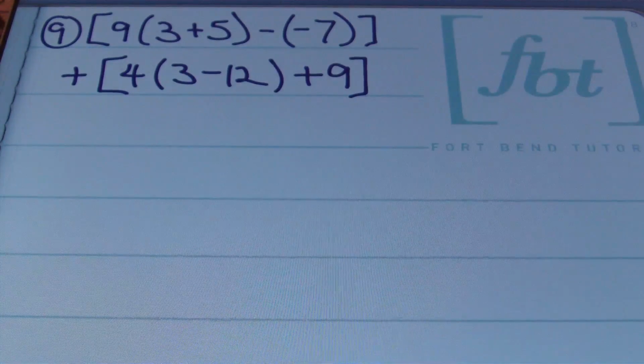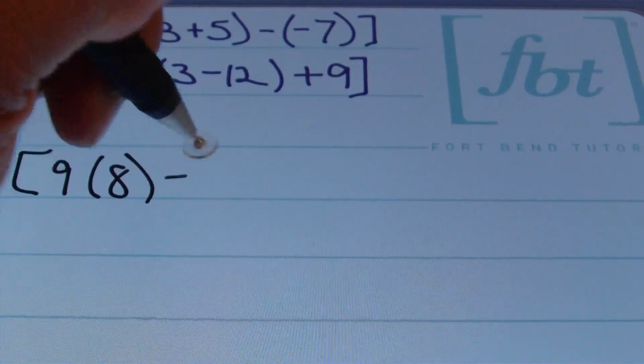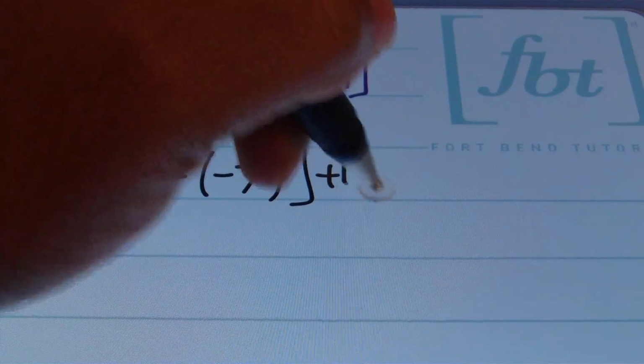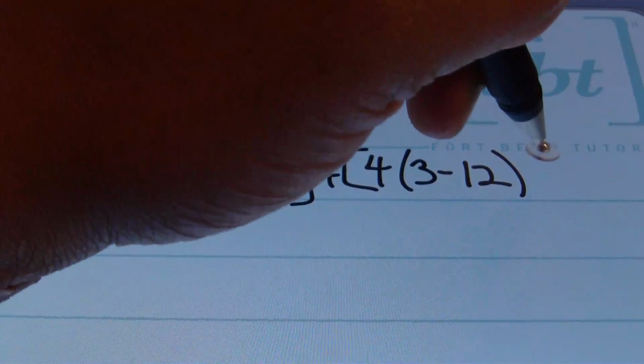So in doing so, I'll have the quantity of 9 times 8. Just like that. Let me see if I can squeeze the rest of this in here. This problem is way too long.